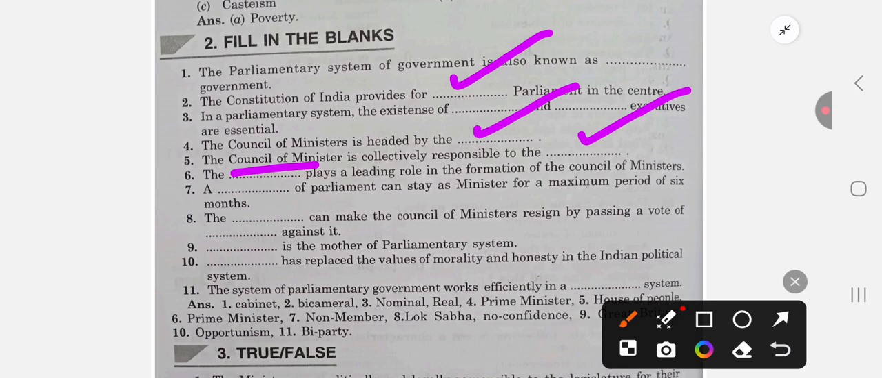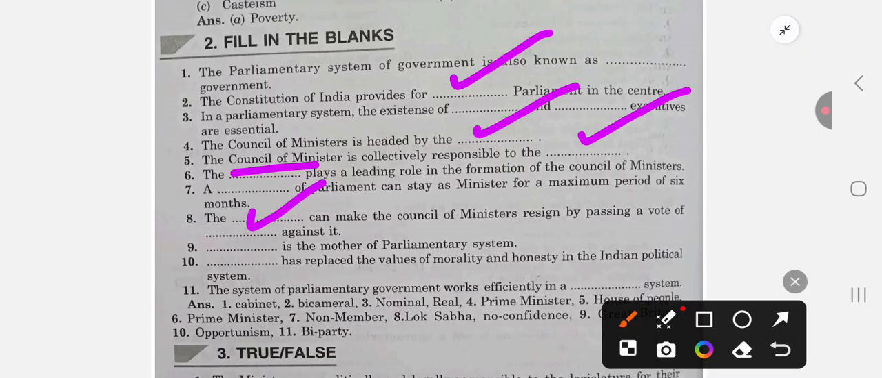Question number 8 is, the dash can make the council of minister resign by passing a vote of no confidence against it. The parliament, Lok Sabha, right? Lok Sabha can make the council of minister resign by passing a vote of no confidence against it. Question number 9, dash is the member of parliamentary system.